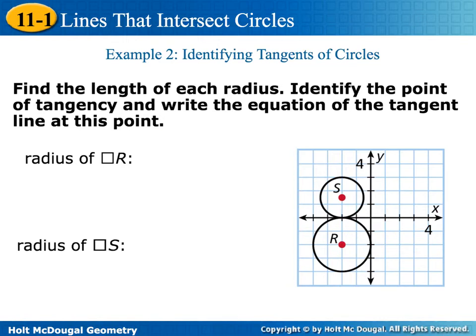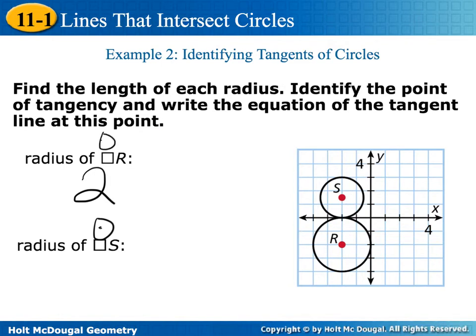All right, so let's check out the radius of R. The length of it is just going to be how many jumps I need to get from the center to the edge of the circle. So I'm going to go this way. I go 1, 2. So the radius of circle R is 2.